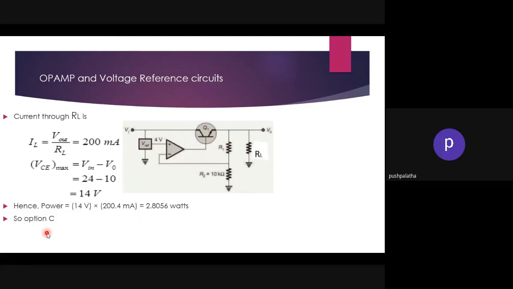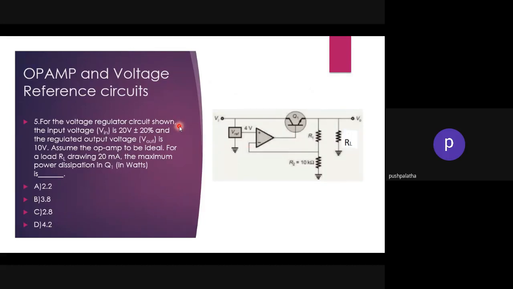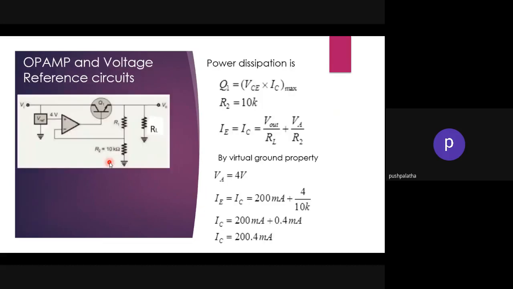Is it clear for you? So first we need to find the power dissipation. The power dissipation in Q1 is equal to VCE into IC max, and R2 equal to 10K. IE is equal to Vout over RL plus VA by R2. They had given that the load RL is drawing 20 milliamps, and you need to find the maximum power dissipation.